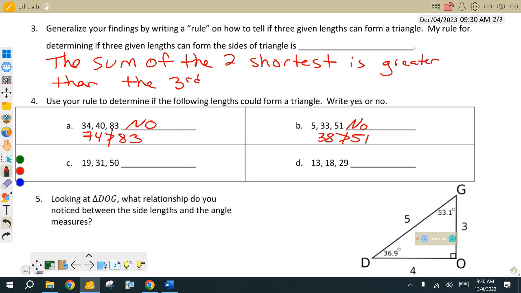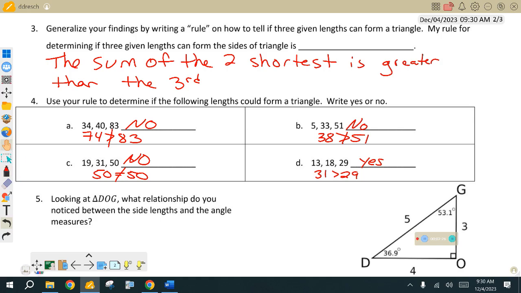What about the next one? No, because we can't be equal to. And on that last one, what do we get for the sum? 18 and 13 is 31. And we finally get ourselves a yes. So that's our big thing to remember from that today.